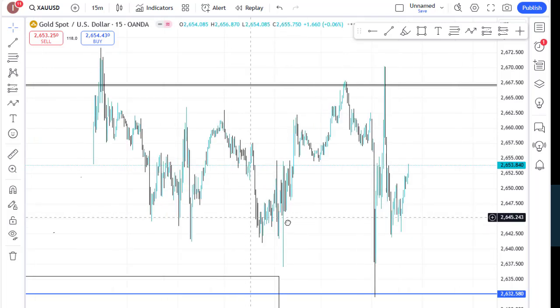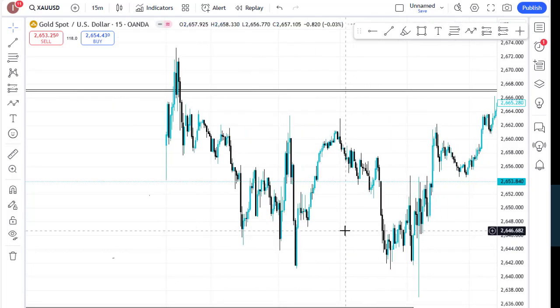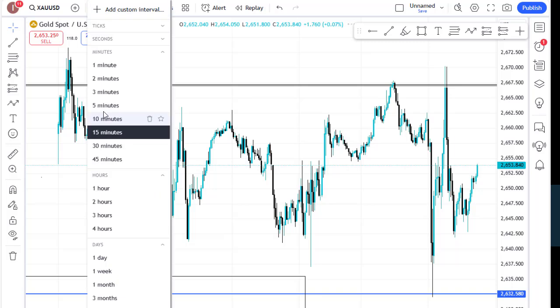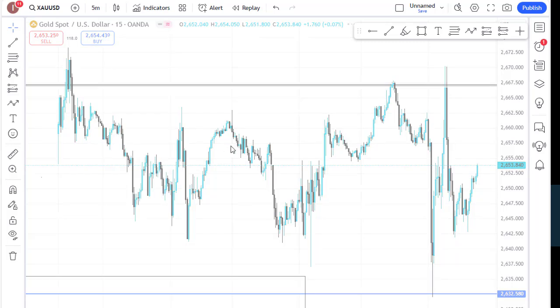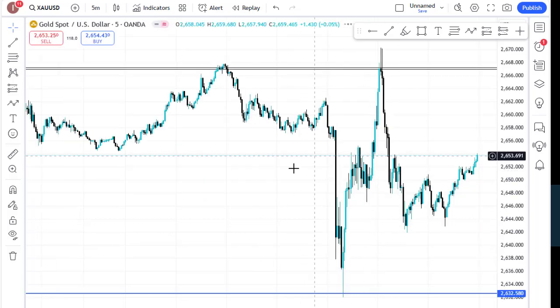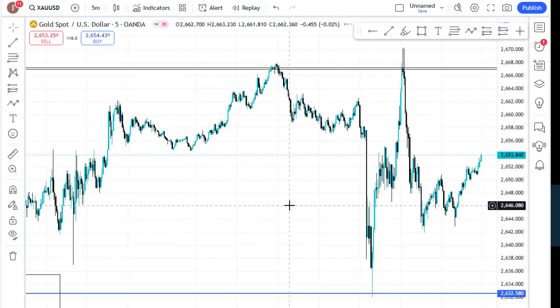For instance, if you look at it very well, you're seeing that here, if you focus only on the 5 minutes, for instance, you wouldn't know that price is actually consolidating and playing in a particular channel, right? You wouldn't know.